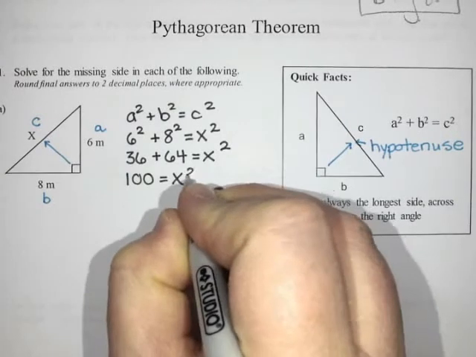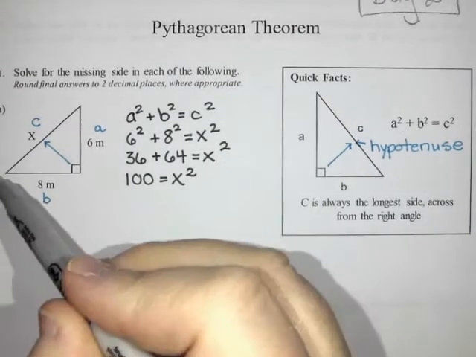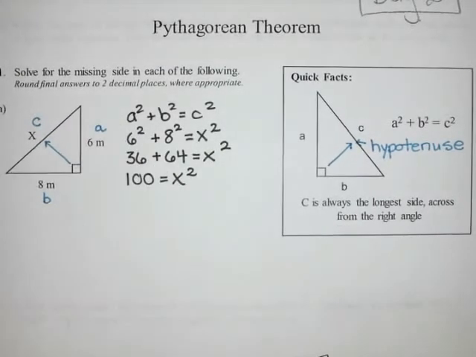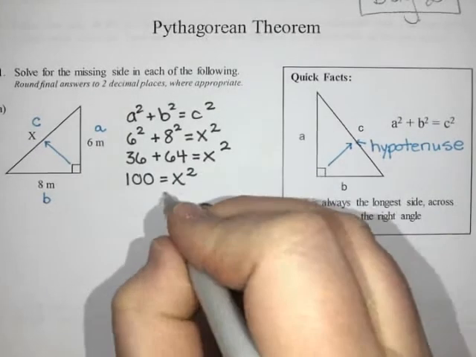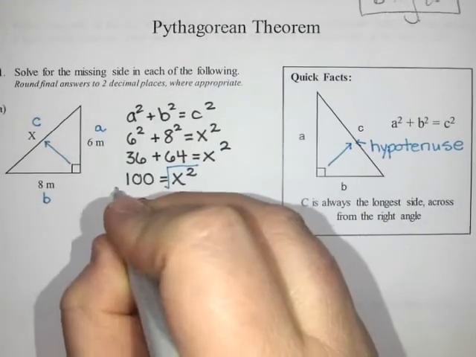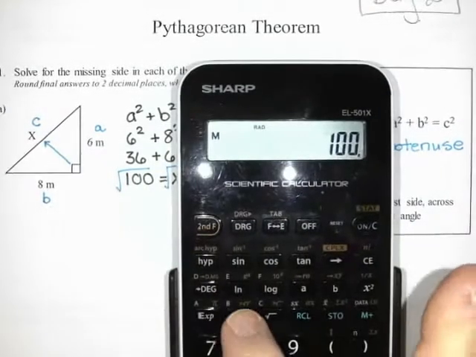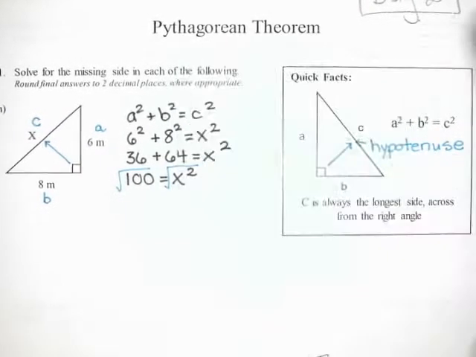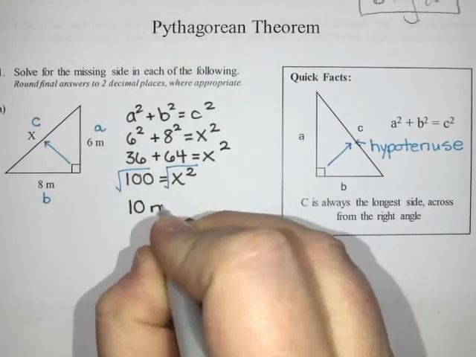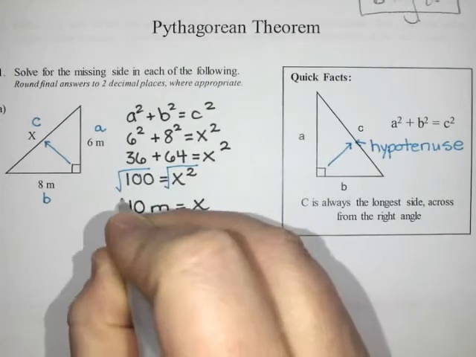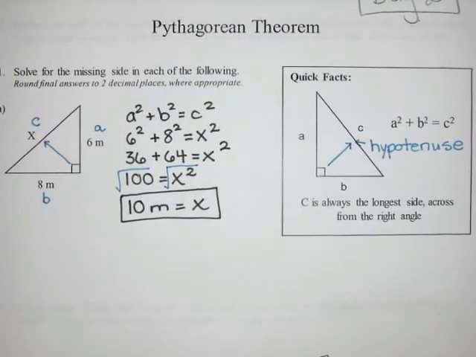So 100 equals X squared. That is the length of the side once you square it. I want to know just the length of the side. So to cancel out a square, we do the inverse operation, which is a square root. The square root of 100 is 10. So that means X is 10 meters. Our missing side is 10 meters.